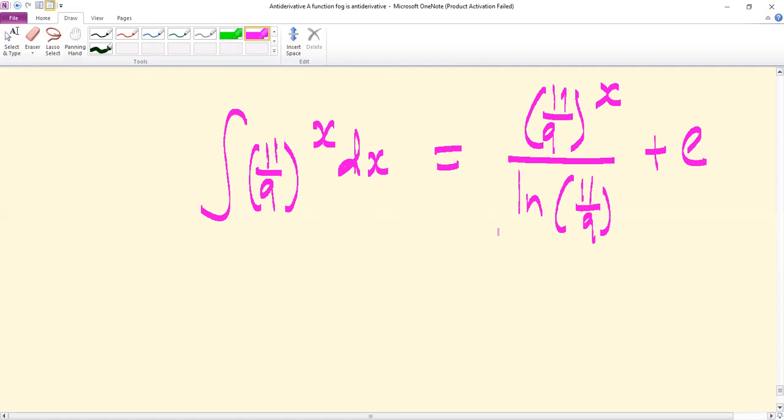So that's how we interpret those integrals which cannot be obtained by the direct power rule that we have already discussed.